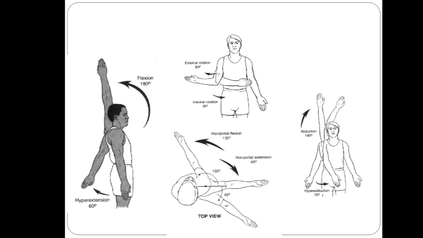So in this figure we can see all the different movements available at the shoulder joint.